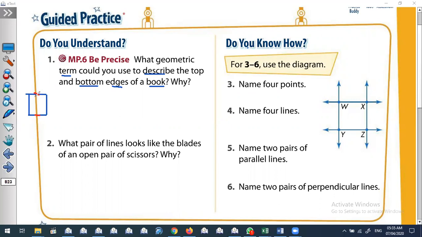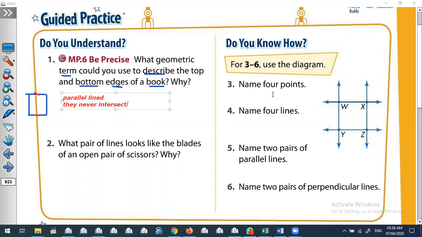These two lines are called parallel lines, because they never intersect. So the relation is parallel lines. Why? Because they never intersect.